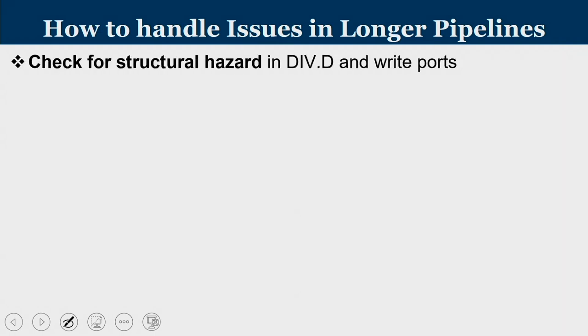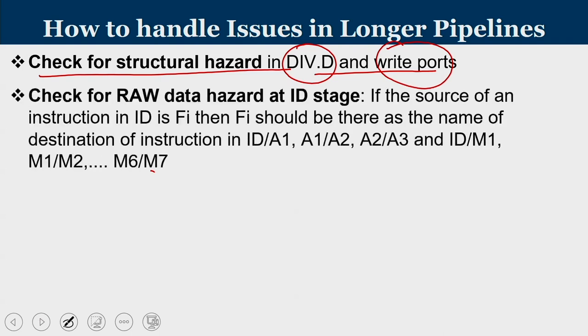Now, how to handle issues in a longer latency pipeline? The first one is you have to check for structural hazard, if any. A structural hazard can happen in two ways. First is multiple writes in the register file, and second is adjacent division operations. Since the previous division is not complete, the second instruction cannot proceed. Similarly, when multiple writes happen in the same clock cycle, the number of write ports is not sufficient.